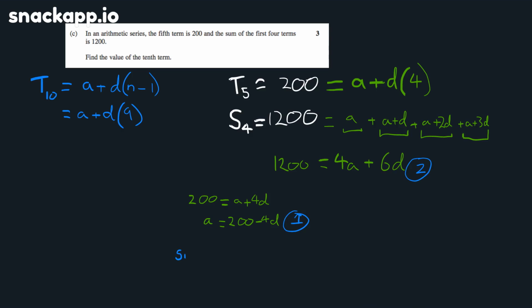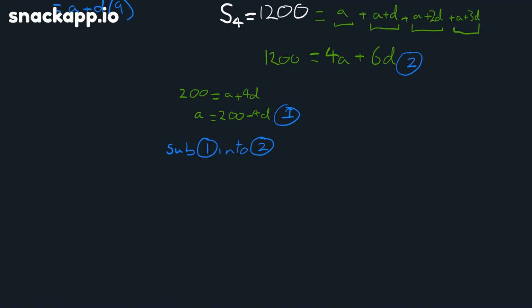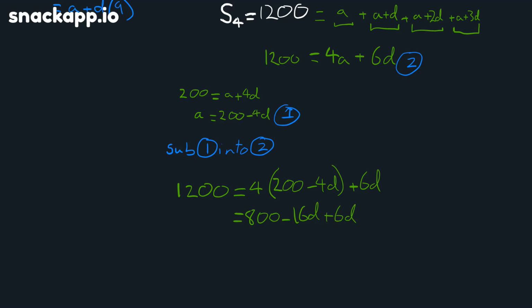So what I'm going to do is I'm going to sub 1 into 2. Because we've got two unknowns and two equations, we know we can solve this. So again, let's just give ourselves a bit of room and let's get started. So this is equation 2, and instead of a, I'm going to write what equation 1 has for a, which is 200 minus 4d. Okay, let's just expand the brackets. We get 800 minus 4 times 4, 16d plus 6d.